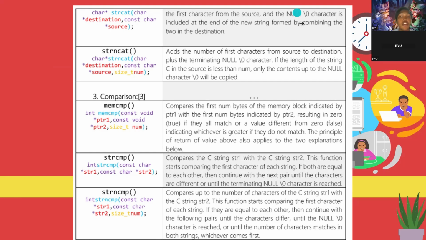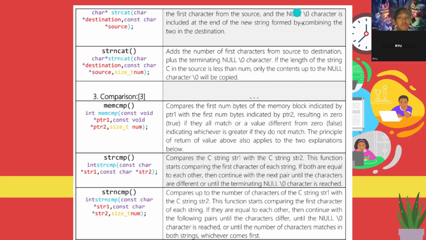And then number 3 is comparison. Comparison compares strings with each other. Number one is memcmp. It compares the first num bytes of the memory block pointed to by pointer 1 with the first num bytes pointed to by pointer 2. The result is 0, or true, if they match, or a value different than 0, or false, indicating whichever is greater if they do not match. The principle of return value above also applies to the two explanations below.